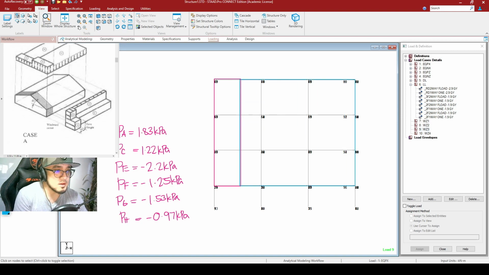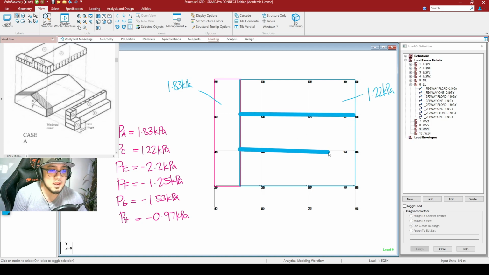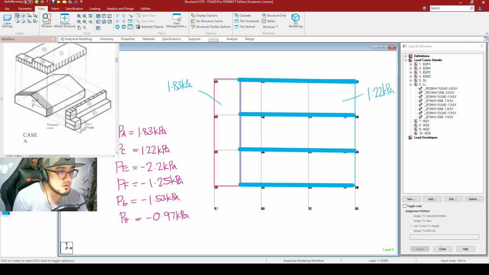So in this particular area on your left, the pressure here is 1.83 kilopascal and the pressure here is 1.22 kilopascal. So once again, our goal here is to convert this pressure into line loads that will act at these members right here. So it would be acting here. We would be converting it into a line load here, we would also be converting it into a line load here, and we would be converting it into a line load here, as well as for this particular beam right here. Okay, so how can we do that?